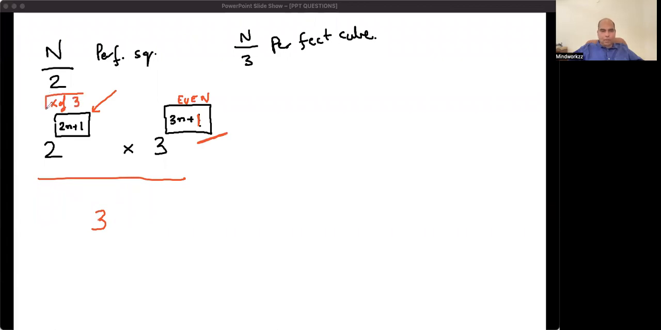It has to be a multiple of 3. Not only this power has to be 2n plus 1, it also has to be a multiple of 3. Let me explain this through a different example. Suppose I disobey this condition and I use 2n plus 1 only.